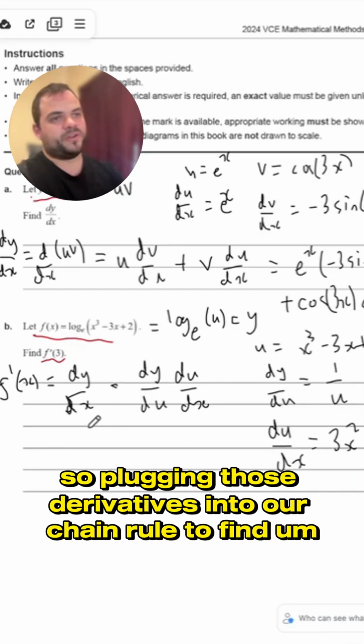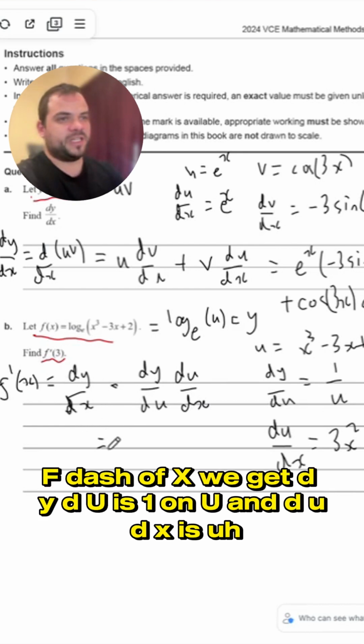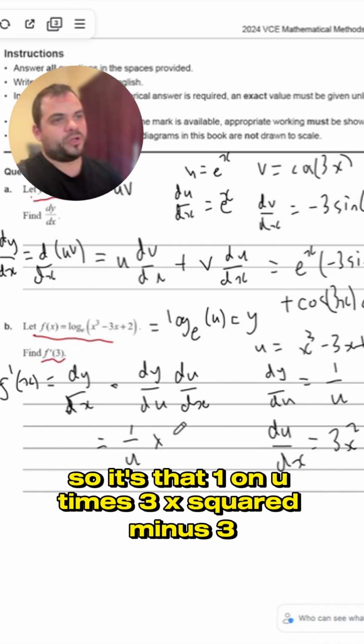So plugging those derivatives into our chain rule to find f dash of x, we get dy du is 1 on u, and du dx is 3x squared minus 3. So it's that 1 on u times 3x squared minus 3.